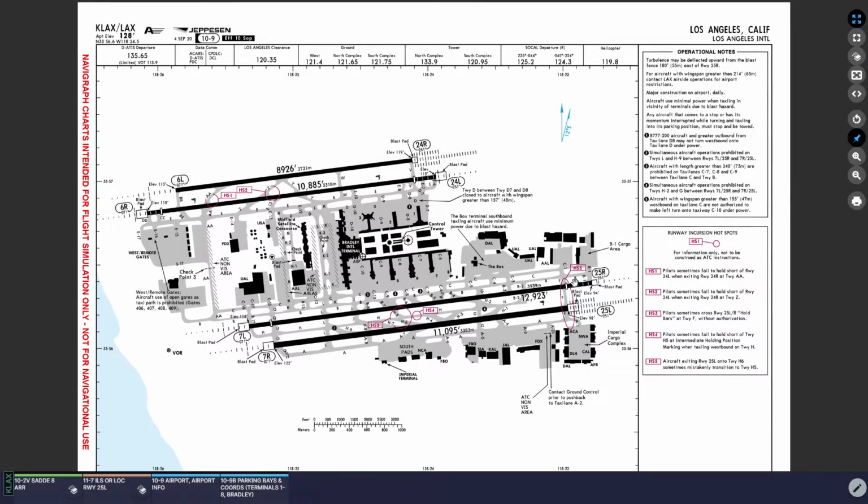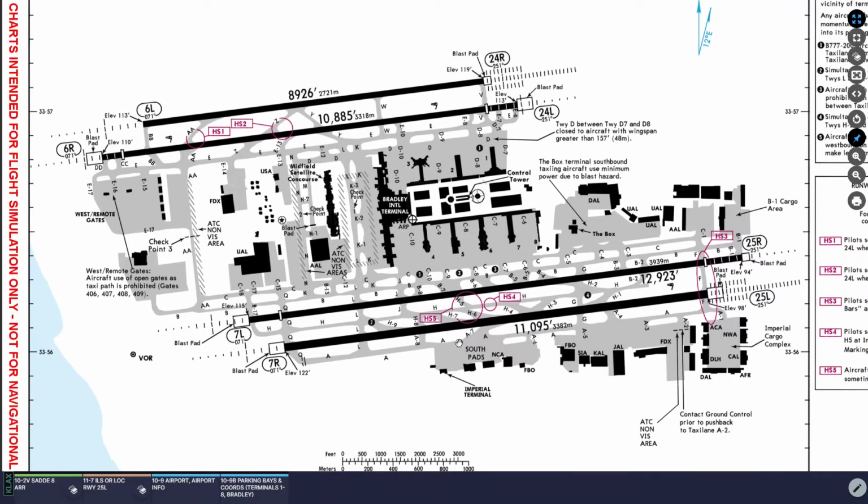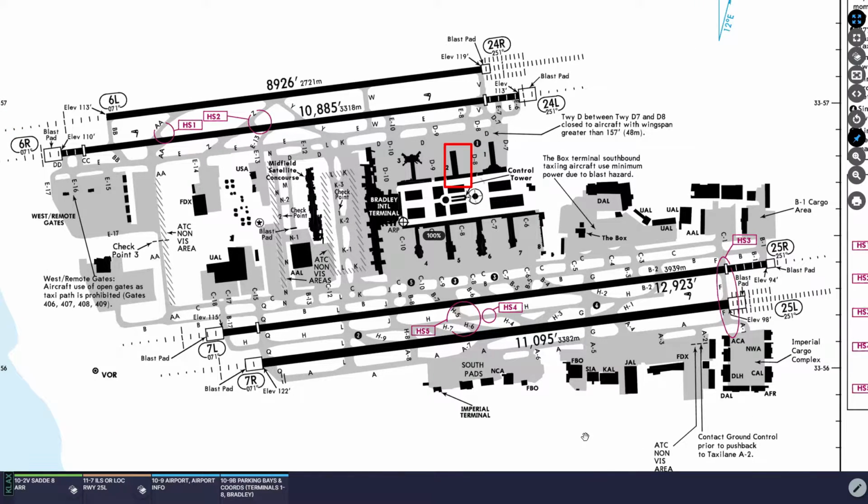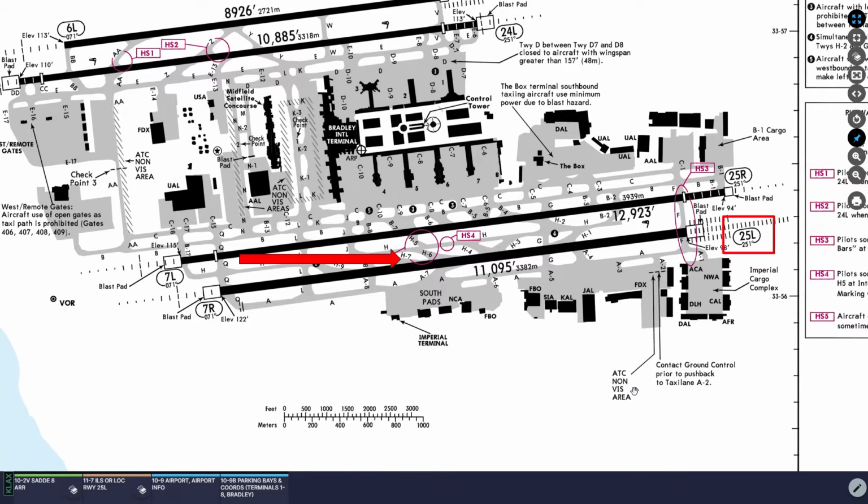Alright, now here we have the full airport information chart, and as you can see, it has all the runways, taxiways, and terminal layouts on it. Now, from the previous chart, we worked out that Gate 25 is located at Terminal 2, towards the northern complex of KLAX, and looking in a similar direction on this chart, we figure out that Terminal 2 is right here, and Gate 25 would probably be somewhere here. Additionally, our arrival runway, runway 25 left, is right here. So as you can probably make out, it's going to be a relatively lengthy taxi to our gate, so let's start working it out.